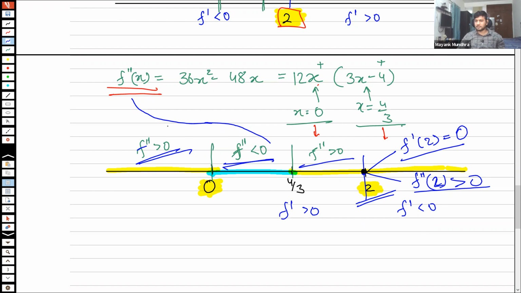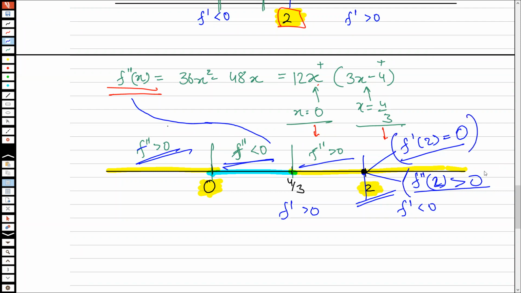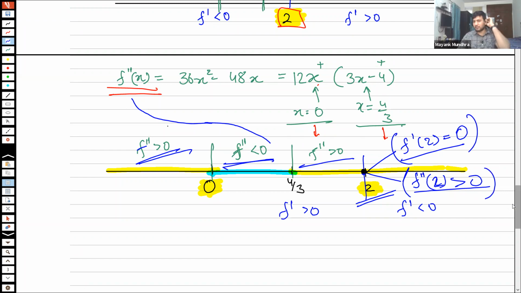Come on, guys, what is 2? Nobody can answer this. Minima. Yeah, it's a minima. I just said the rules at the start of the class. I mean, you won't get it in a more lucid manner anywhere else. Okay. So f prime 2 is 0, f double prime 2 is positive. So this is basically a minimum.